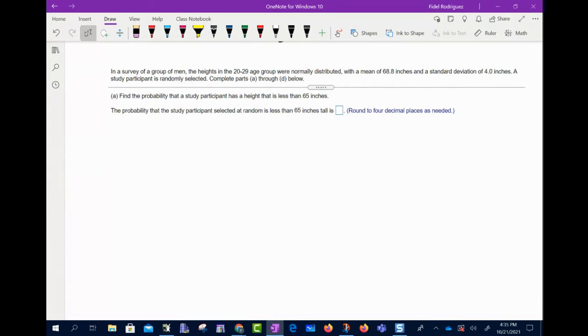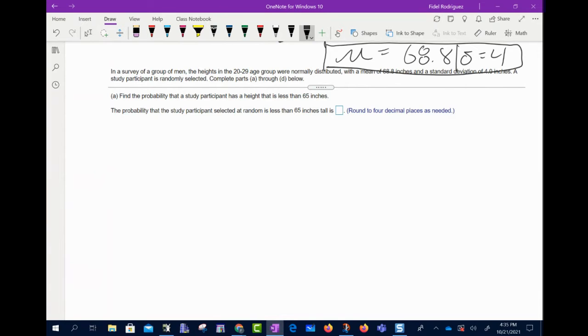Okay, so it says in a survey of a group of men, the heights in the 20 to 29 age group were normally distributed with a mean of 68.8 and a standard deviation of 4.0. Okay, so the first thing I'm going to do is write my mean is 68.8 and my standard deviation is 4. So this is what we know so far. Now let's take a look at part A. It says find the probability that a participant has a height that's less than 65. What's the probability that the random person we choose has a height that's less than 65?